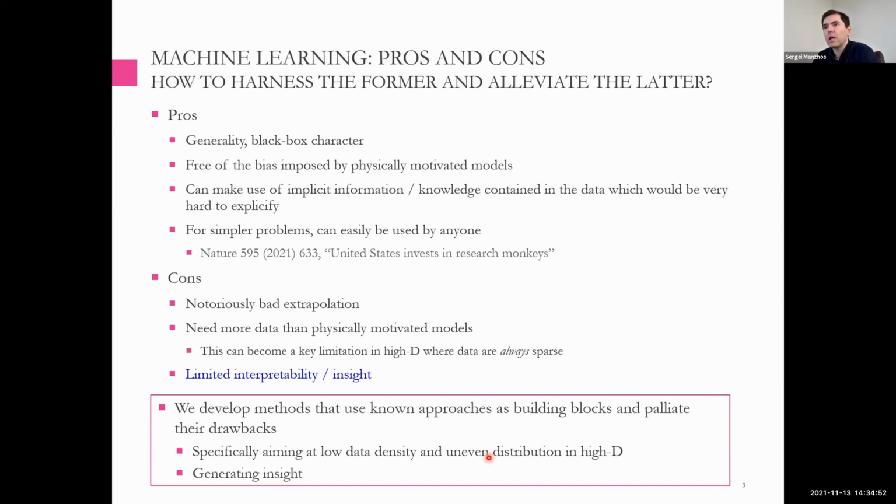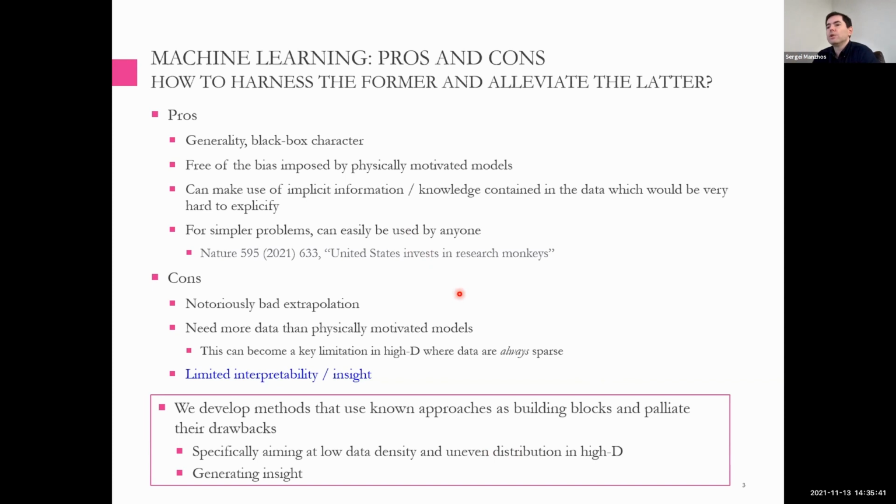Machine learning is, of course, not a panacea. It comes with a set of pros and cons. The great advantages are generality and black box character, pretty much of all stable machine learning techniques, and therefore we can be free of the bias imposed by some physically motivated learning, especially non-parametric machine learning techniques allow to do that, including general Gaussian process regression, which I will also be mentioning in this presentation. Machine learning can make use of our implicit information, some knowledge which is somehow distributed among the data points, but which is very hard to explicify, to pronounce. And one of the greatest advantages is, of course, machine learning tools are now widely available and can be literally used by anyone with minimal training.